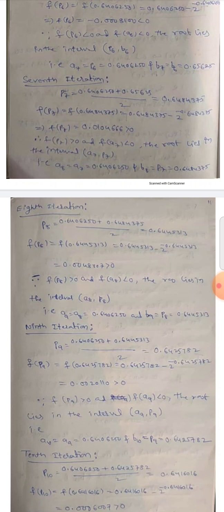That is, a8 is equal to a7 equals 0.640625 and b8 is equal to p7 equals 0.6484375. Eighth iteration, p8 is equal to 0.640625 plus 0.6484375 by 2, equal to 0.6445313.